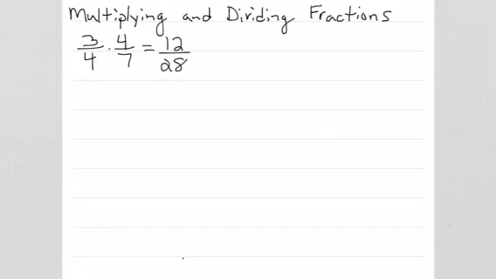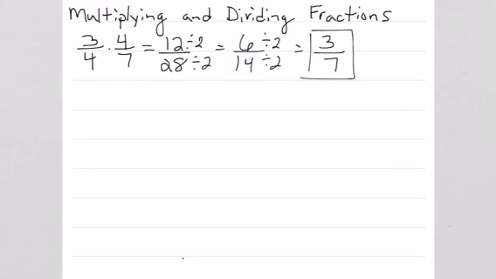But if we remember back to simplifying fractions, again, this can be reduced. Divide each one of these by 2. We get 6 over 14. Divide each one of these by 2 again, and we get 3 over 7. And so that's our final answer.